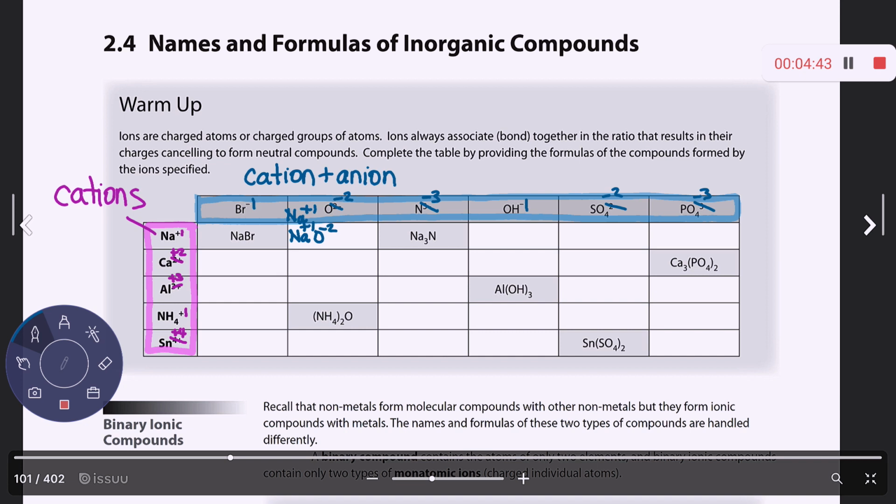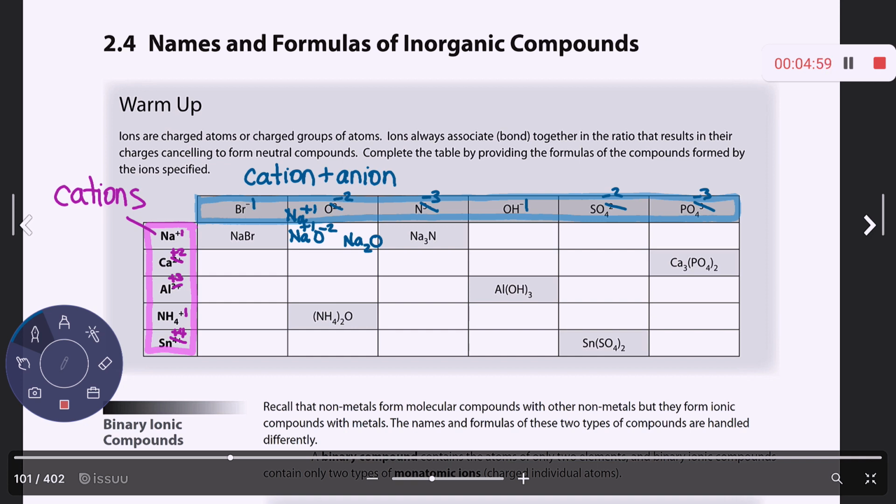So that means my neutral compound here would really be Na with a subscript 2, because I need 2 Nas, and then I have 1 O. So Na2O is considered the proper chemical formula, okay?